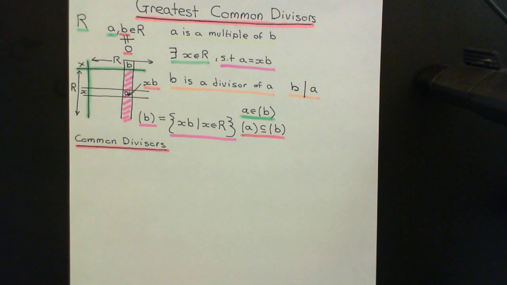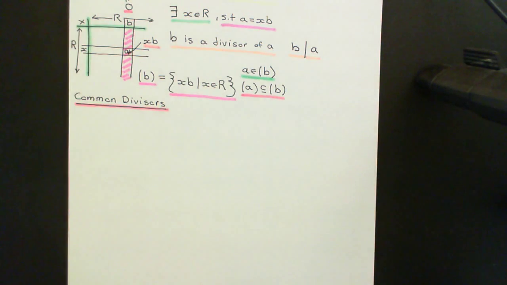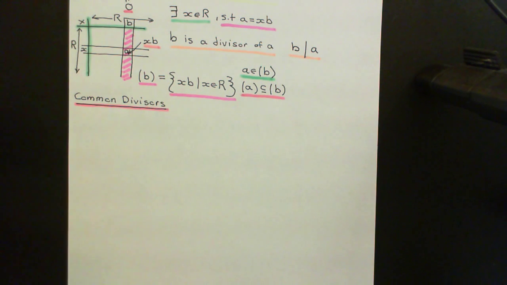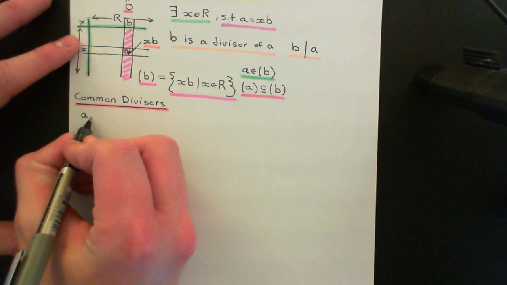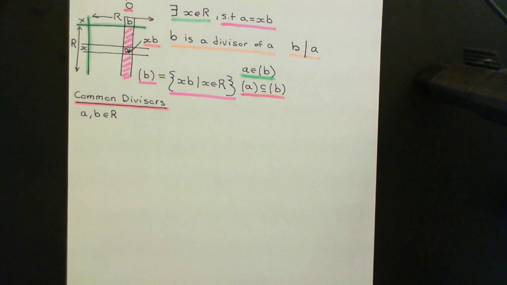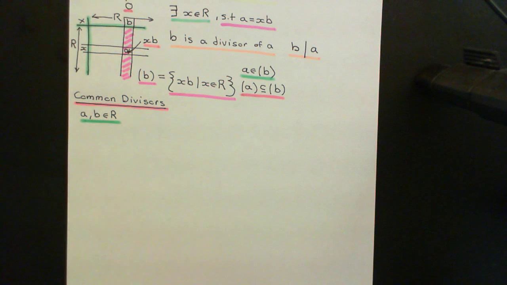Right, so common divisors. Now what we're going to do is pick 2 elements of the ring, and we then want a third element of the ring which is going to divide both of them. And we're going to use the notion that we've got of is a divisor of to define that now. So let's pick 2 elements from our commutative ring. Let's say we've got A and B, which are both elements of our commutative ring, capital R. They can be whatever elements of the ring you like. So I'm not going to restrict them to not being the additive identity now. They can both be the additive identity if you wish.